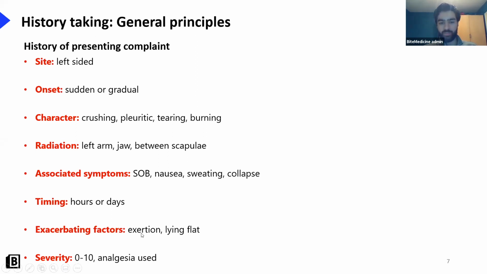What makes it worse? Exertional chest pain, again, suggests a myocardial problem, such as acute coronary syndrome or stable angina. Lying flat. What diagnosis is lying flat associated with? Good. So pericarditis classically is made worse by lying flat and better by sitting forward. And again, what severity? Is it from 0 to 10? How many painkillers have they used? That will all give you an idea as to how bad this chest pain is.